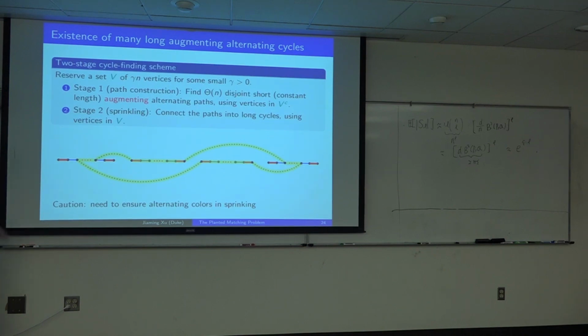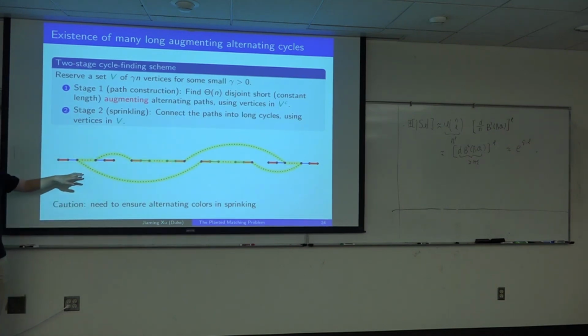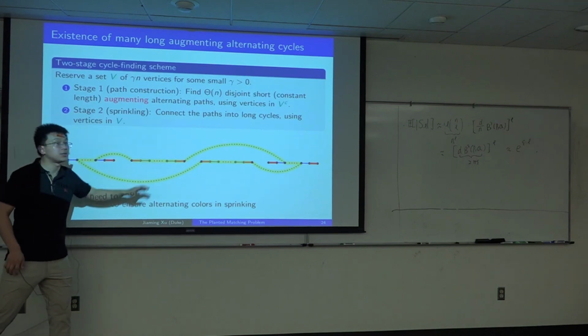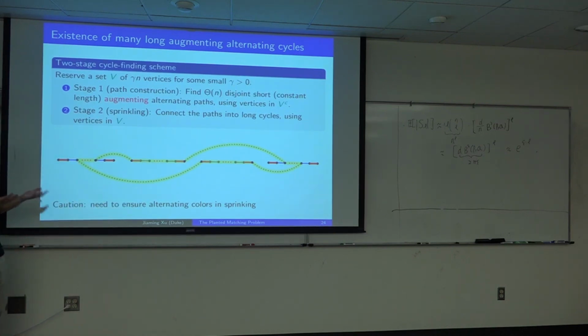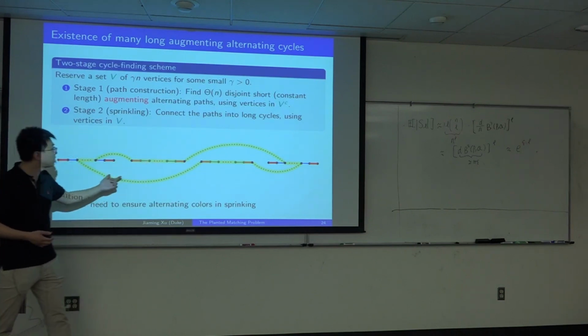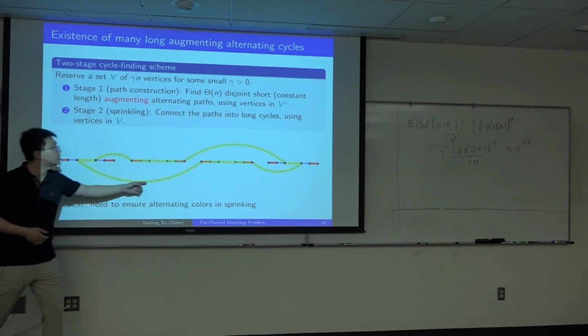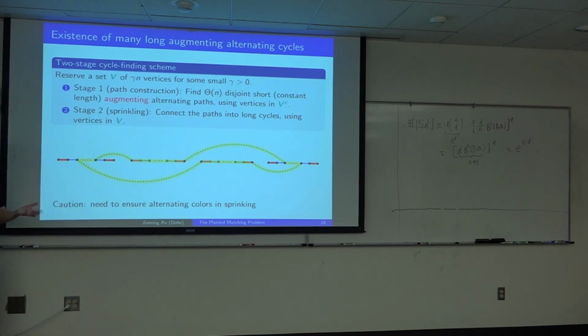The second thing is more technical: these paths are augmenting, right? But these sprinkling edges may not be augmenting. So somehow you want to make sure that the weights here are going to dominate the total weight of the entire cycle. So those sprinkling edges, their weight contribution is kind of negligible. Then in the end, you still get an augmenting alternating cycle. Does it make sense?